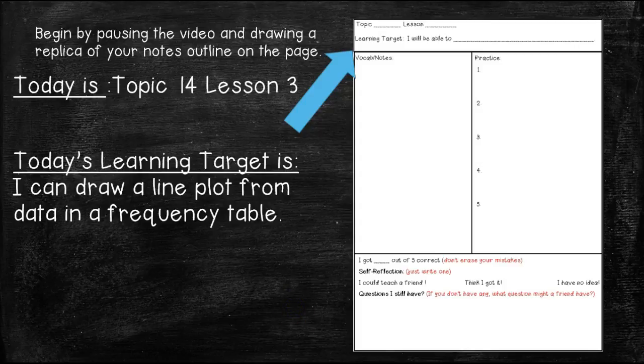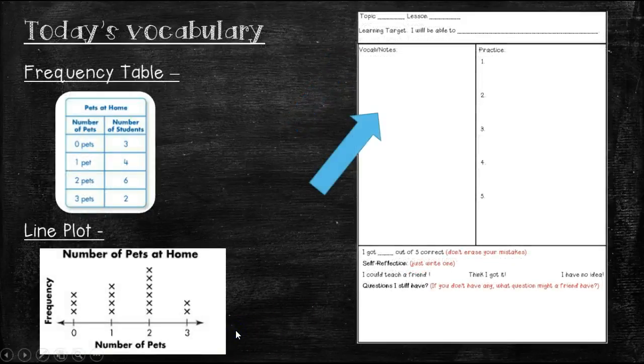And today's learning target is, I can draw a line plot from data in a frequency table. This is just kind of a little play on what we've been doing for the past 2 lessons, but taking it one quick step further. Today's vocabulary, it's important that you understand the difference between a frequency table and a line plot because you're going to be using both of those to help come up with the answers for tonight's problem.